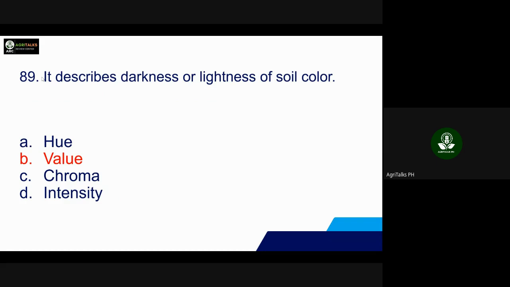So the hue, guys, is the dominant spectral color, like brown, black, orange, or gray. Value is dark, it's either dark brown or light brown. Chroma is purity or intensity, like pure brown. Intensity is under chroma. So the correct answer is value.